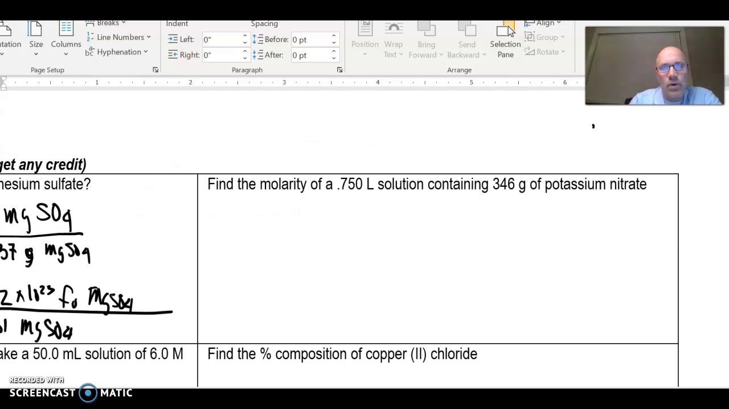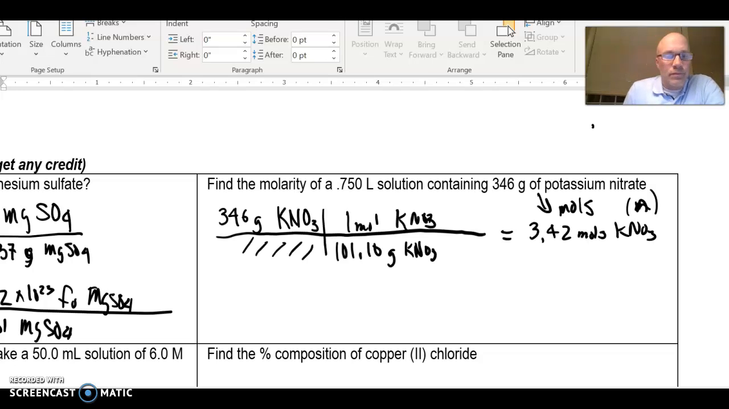The next question combines a little bit from the solutions unit with stoichiometry. What's the molarity of a 0.75 liter solution containing 346 grams of potassium nitrate? First thing that we need to do is turn that into moles, which remember if you're going to use a variable, that's moles is N. Okay, and that would give 3.42 moles of KNO4.